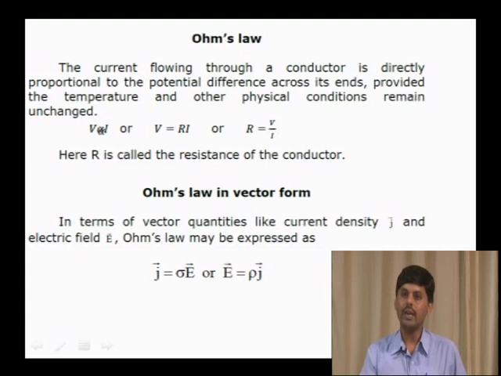See, Ohm's law we can also write in the vector form, that is J vector is equal to sigma times E vector. Or else, if you write in terms of electric field, E vector is equal to rho times J vector.